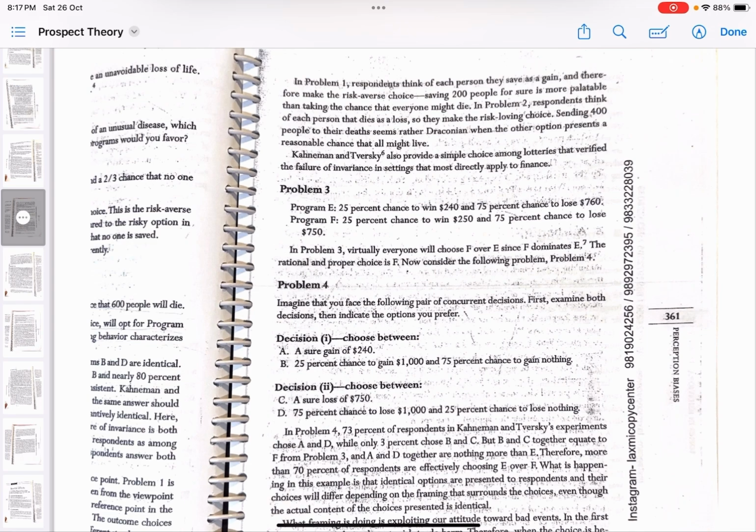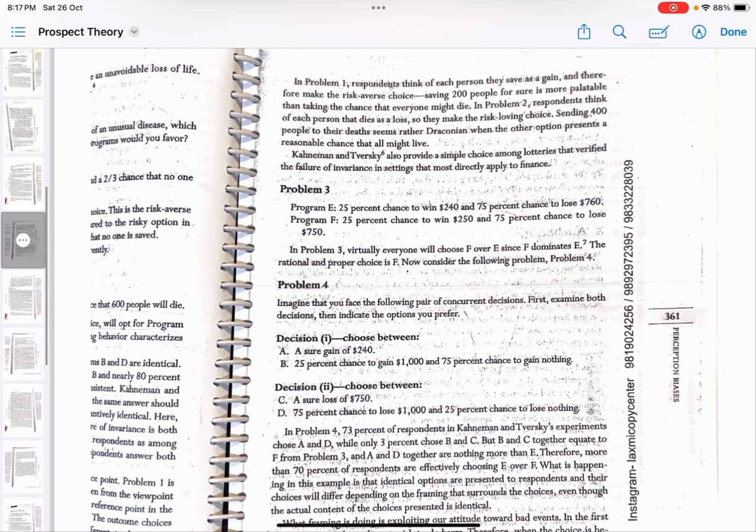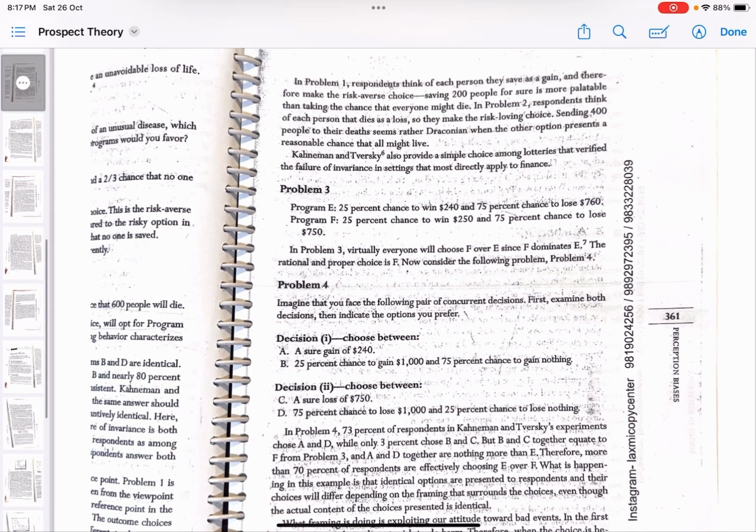We're not AI, we're not robots. Sometimes we can't just think extremely rationally, right? We have that emotional aspect to us. Now let's talk about problem 3. Program E.